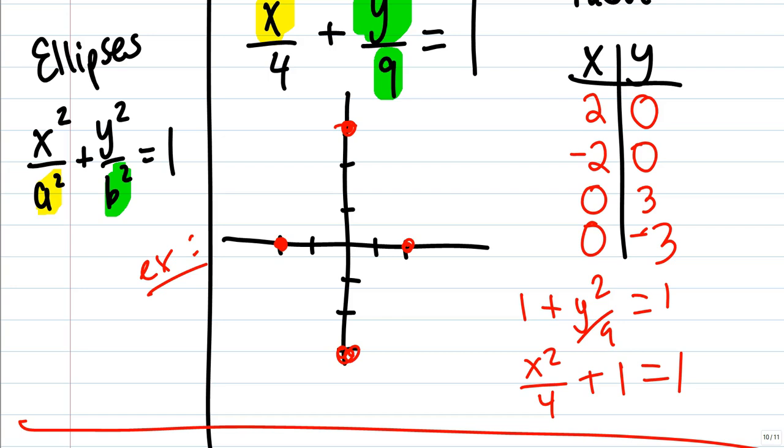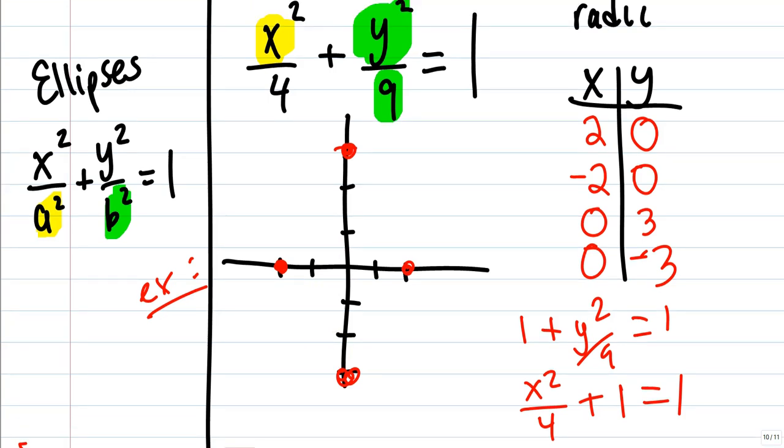These are our radii. Basically, we have kind of a minor radii, where on the x-axis it's 2, and on the y-axis it's 3. Okay. What is the overall shape? Well, it's still circular, but it's more like an oval, because the radius changes.